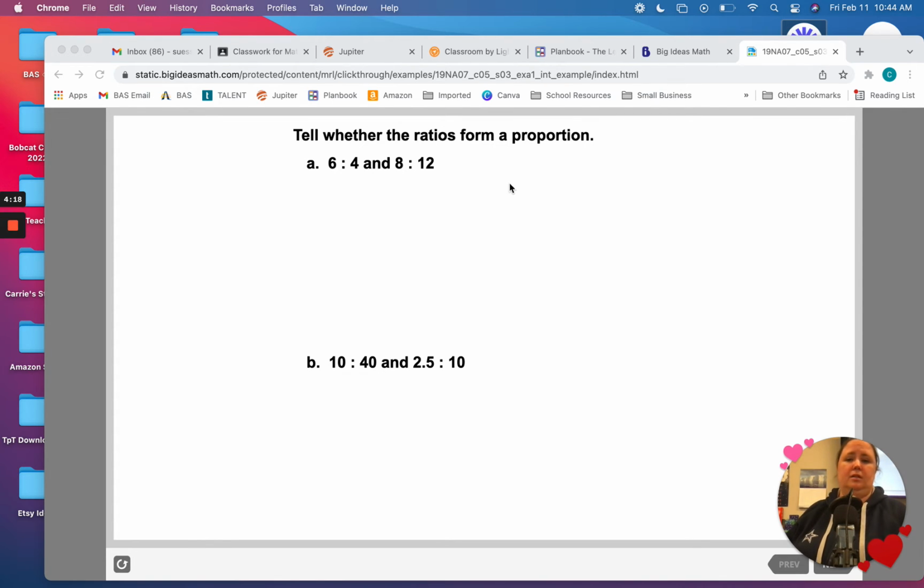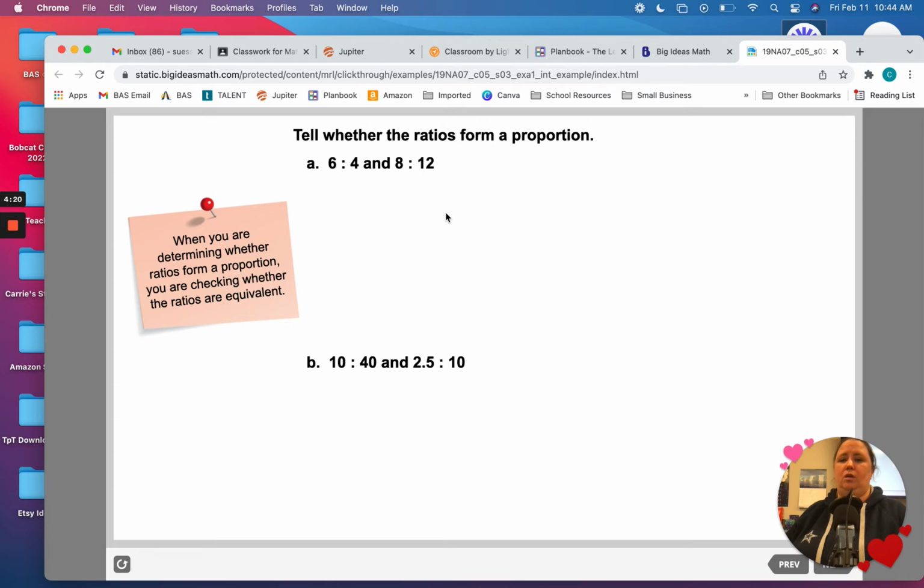So, 6 over 4 compared to 8 over 12. So we're going to put both of those and reduce them. They're doing it the long way, but that's okay. So 6 over 4, I can divide both of those by 2. 6 divided by 2 is 3. 4 divided by 2 is 2. Now let's do 8 over 12. What can I divide both of those by? 8 divided by 4 is 2, and 12 divided by 4 is 3.